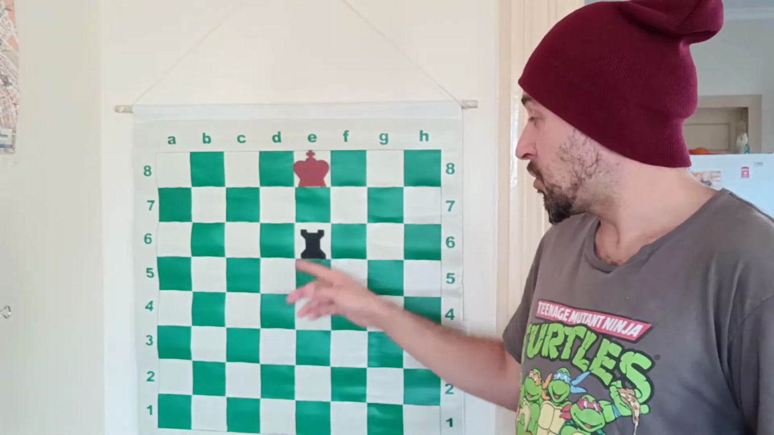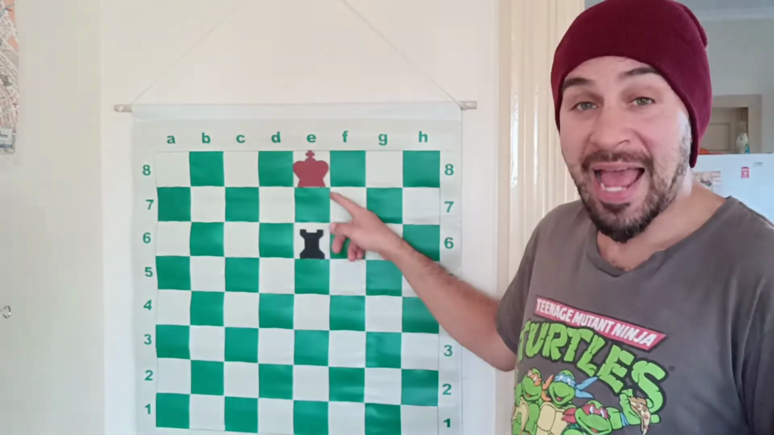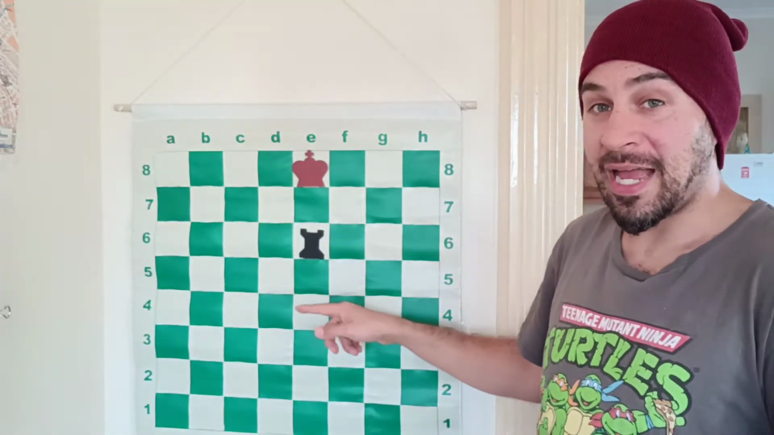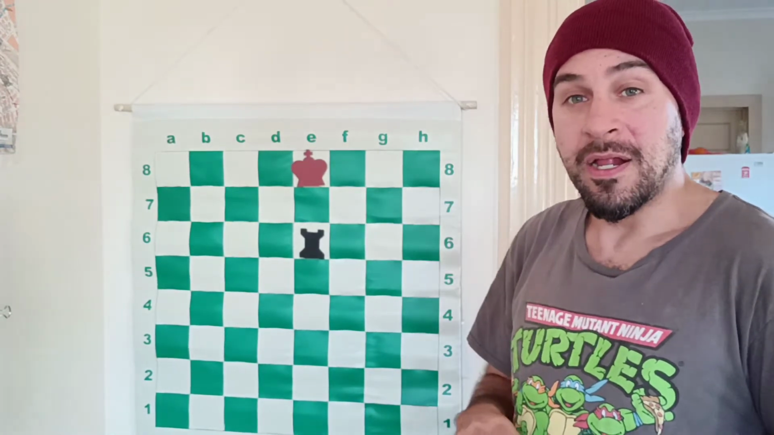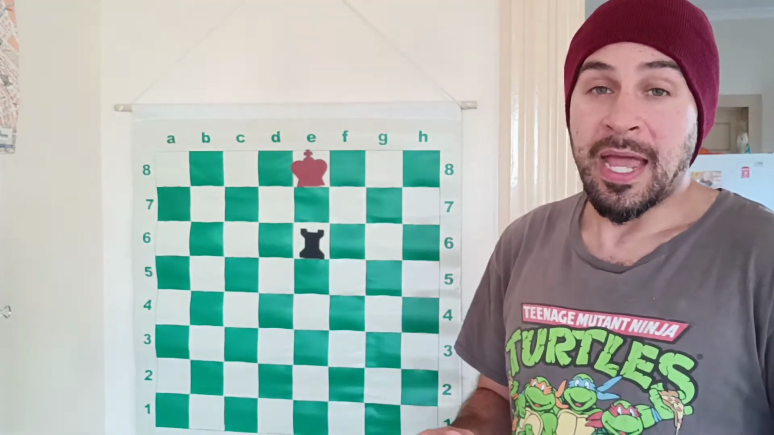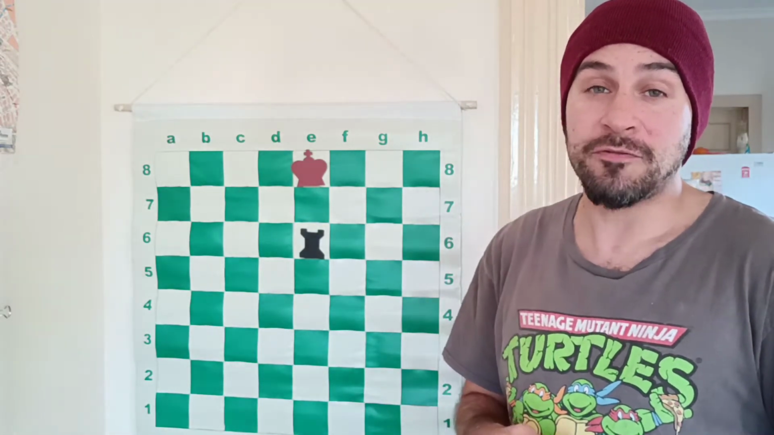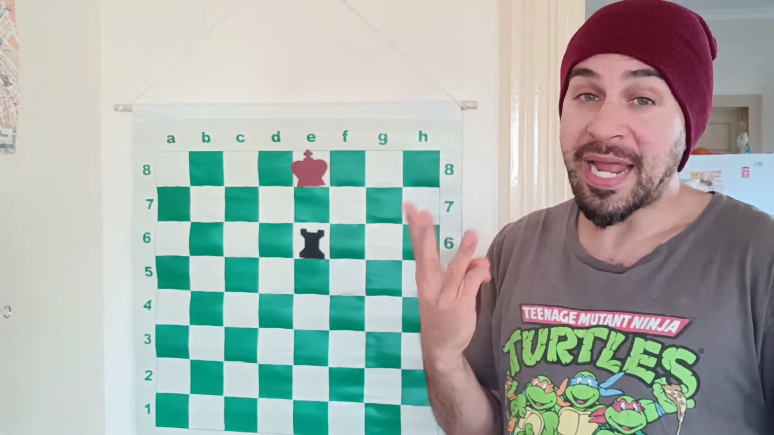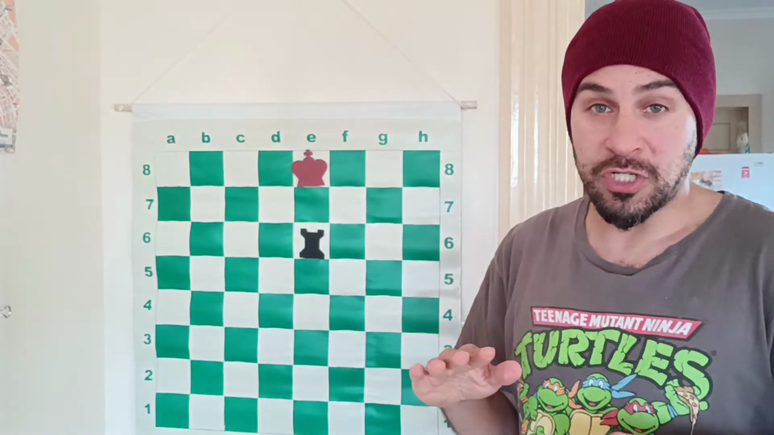This is an example of check. Check is when there is a piece that can attack your king. We know that the rook moves up and down and side to side. So here the rook can attack the king. This is called check. And when you are in check, you have three ways to get out of check: move, block, or capture. Those are the only three ways you have to get out of check.